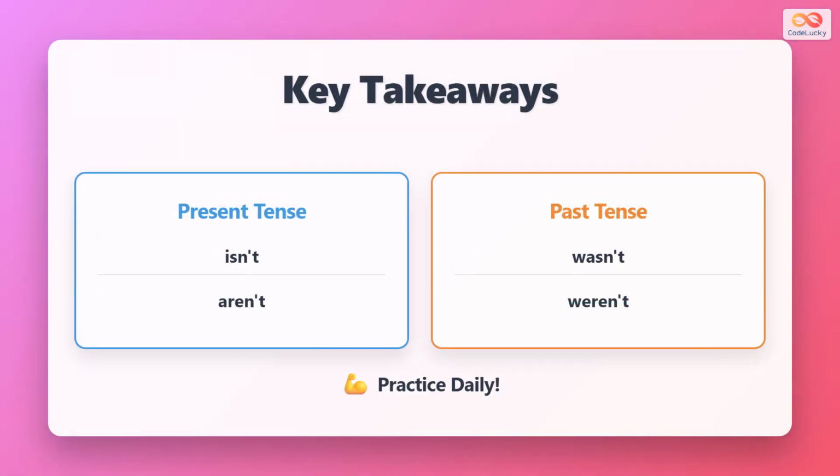Let's summarize what we learned. In present tense, use isn't for singular and aren't for plural or you. In past tense, use wasn't for singular and weren't for plural or you. Contractions are essential for natural English speech. Practice using them daily in your conversations. This will help you sound more like a native English speaker. Keep practicing, and you will master these contractions in no time.